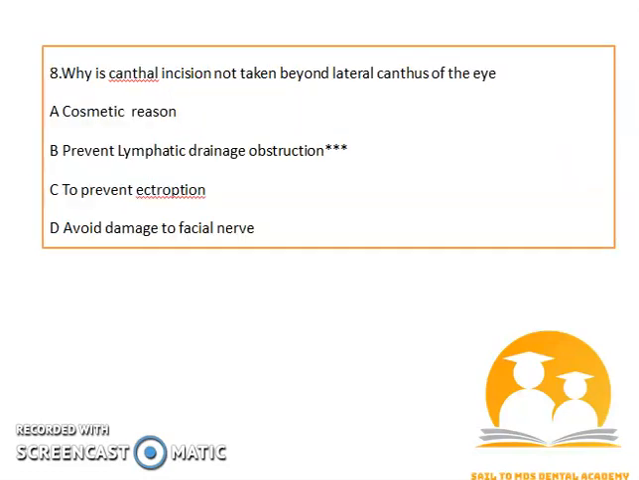So now aspirants, another question: why is canthal incision not taken beyond the lateral canthus of the eye? To prevent lymphatic drainage obstruction.